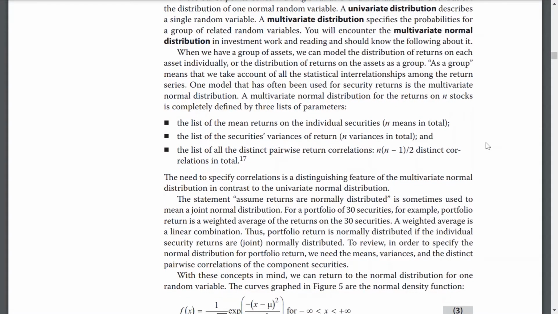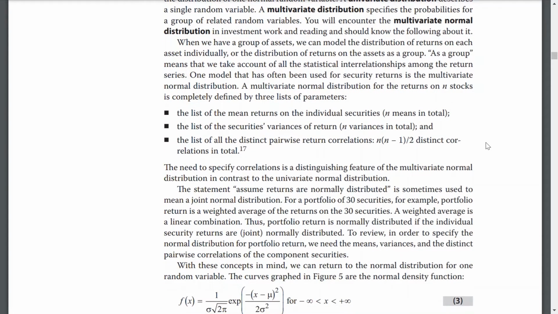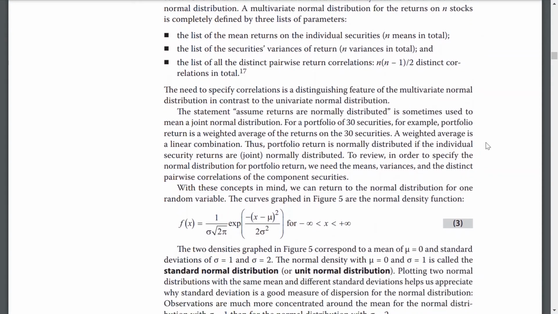The list of the mean returns on the individual securities, the list of the variances of the returns, and the list of distinct pairwise return correlations, which number n(n-1)/2 in total. The need to specify correlation is a distinguishing feature of the multivariate normal distribution in contrast to the univariate normal distribution.